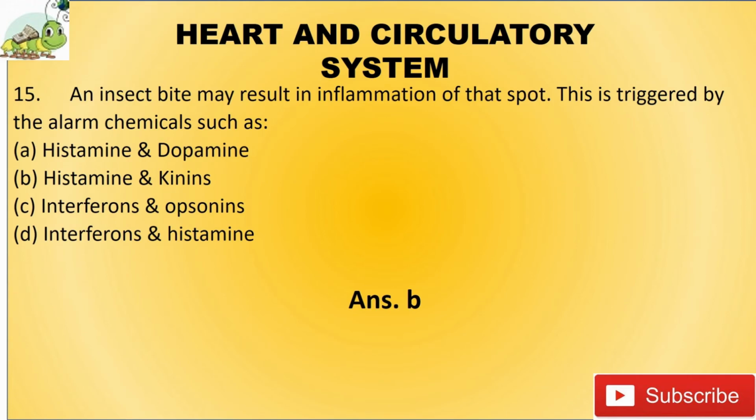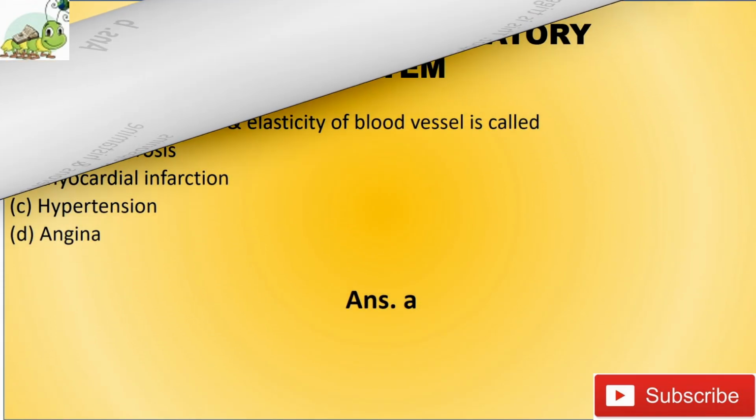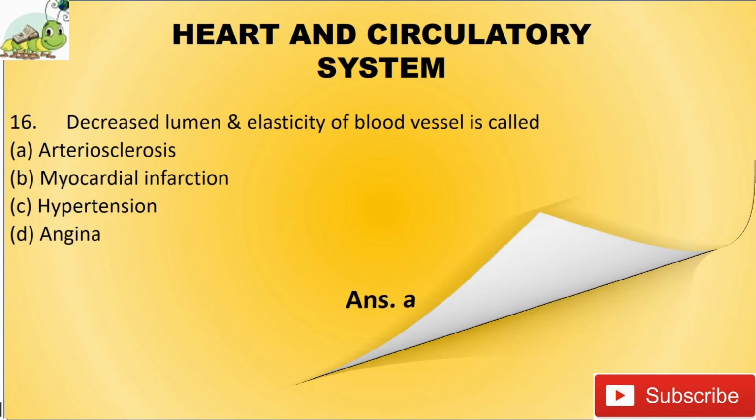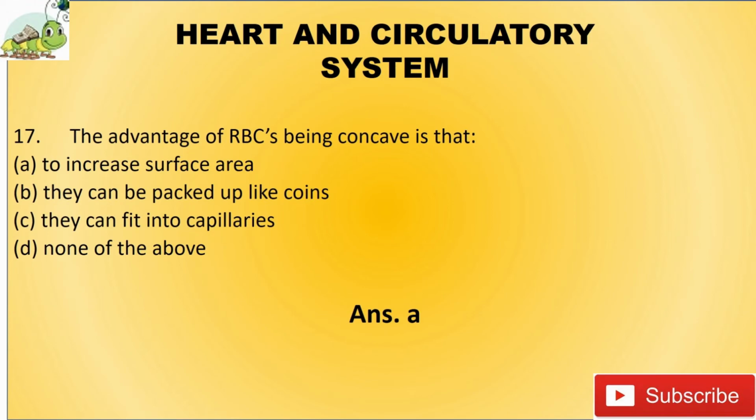Question number 15. An insect bite may result in inflammation of the spot that is triggered by the alarm chemicals such as, the answer is B. The histamine and kinins. Question number 16. The answer is A. Decreased lumen and elasticity of blood vessels is called arteriosclerosis.